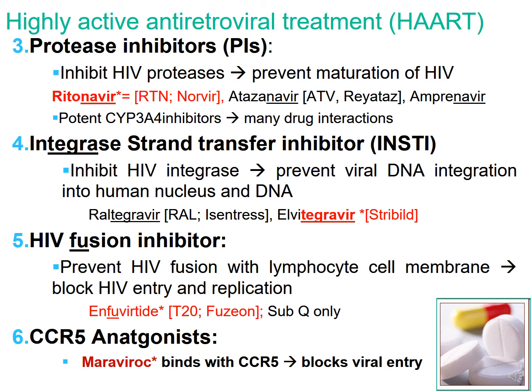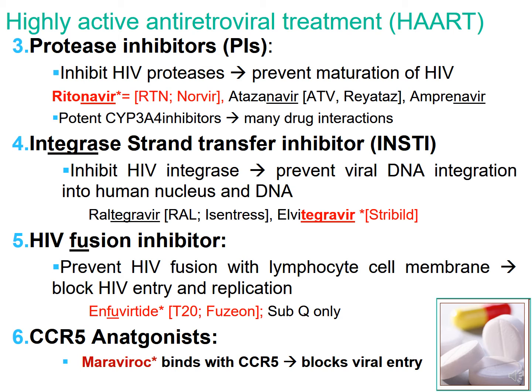Now you have the integrase strand transfer inhibitors, so they prevent the integration of the viral genetic material into the nucleus of the host cell. They inhibit HIV-1 integrase, preventing viral DNA integration into the human nucleus and DNA. And this is because it's integrase, so you have dolutegravir, raltegravir, elvitegravir. And this one is in that combo drug known as Stribild.